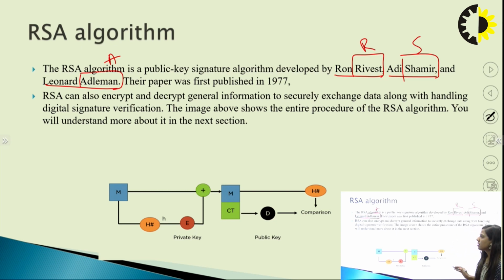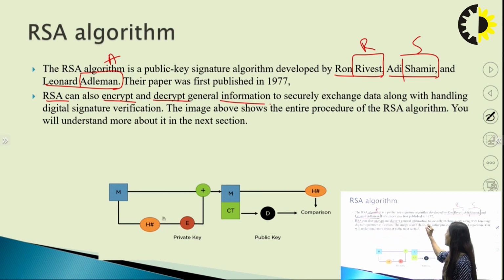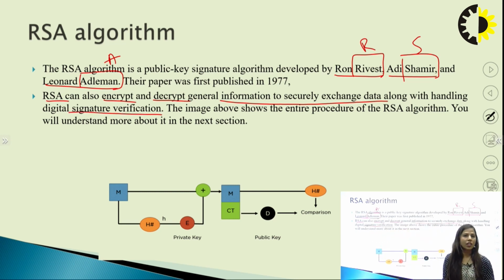So what can RSA do? RSA can encrypt and decrypt general information. Whatever data or information you are sending, whatever exchange of data is happening, it can be handled by the RSA algorithm. RSA helps in the encryption and decryption of information in data exchange, and it can also handle digital signature verification, meaning how you can verify a particular person.